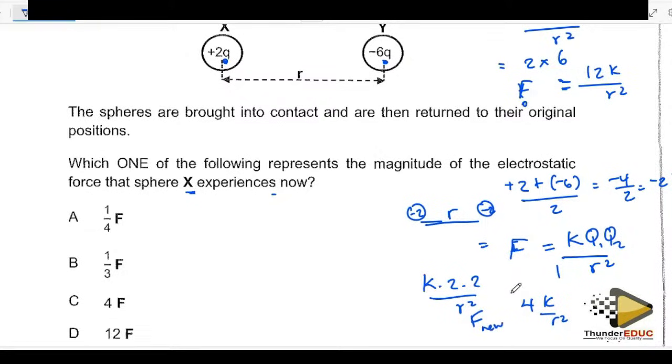This is the original. So which one of the following represents the magnitude of the electrostatic force right now? When you divide 12 by 4, or when you divide this force by this force, it's going to be 3 times smaller. If it is 3 times smaller, it is 1/3 of the original force. Get this new force, divide by the original force. So the option I'll go with is B.